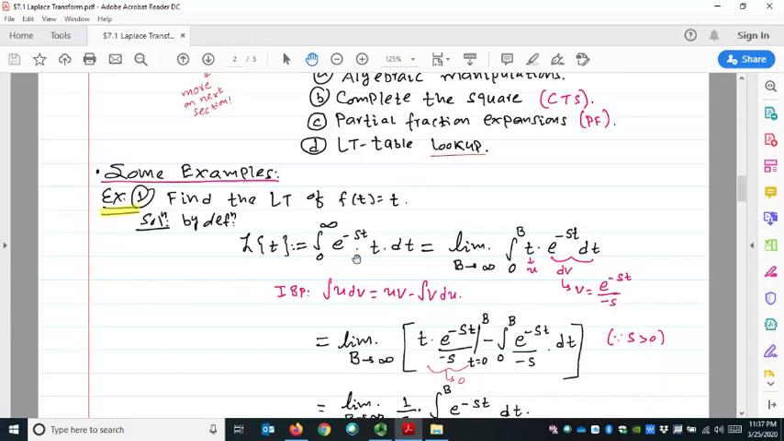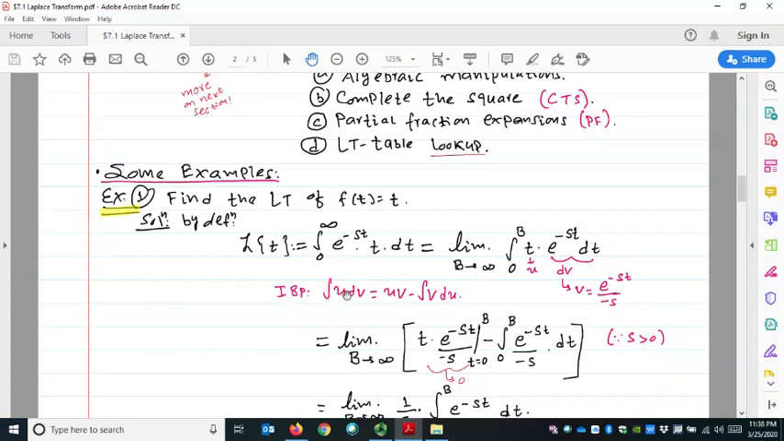Now it's an improper integral, so I need to introduce the limit to evaluate it. Let's replace infinity by b and take the limit as b goes to infinity, of the integral of t times e to the power negative st dt. Now this integral is a good candidate for integration by parts.